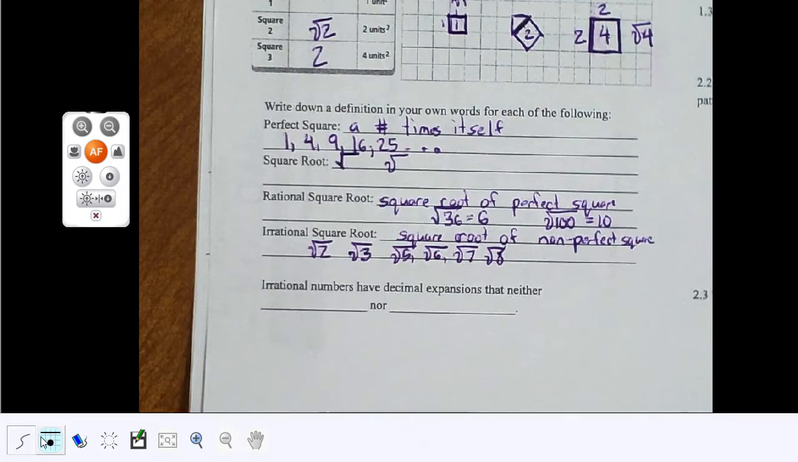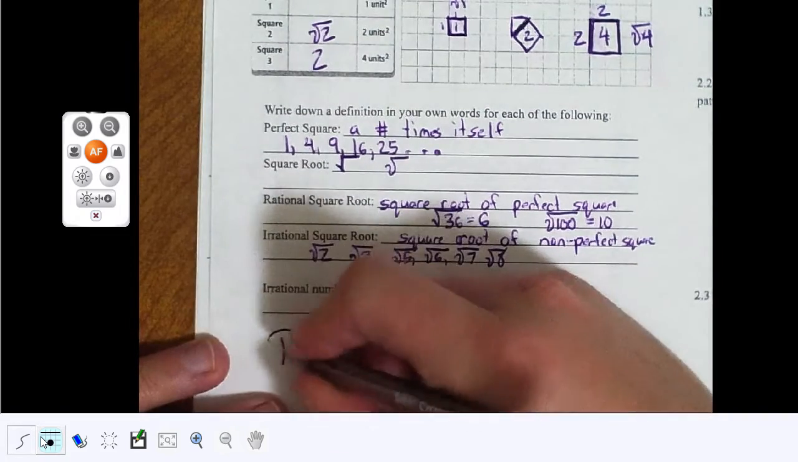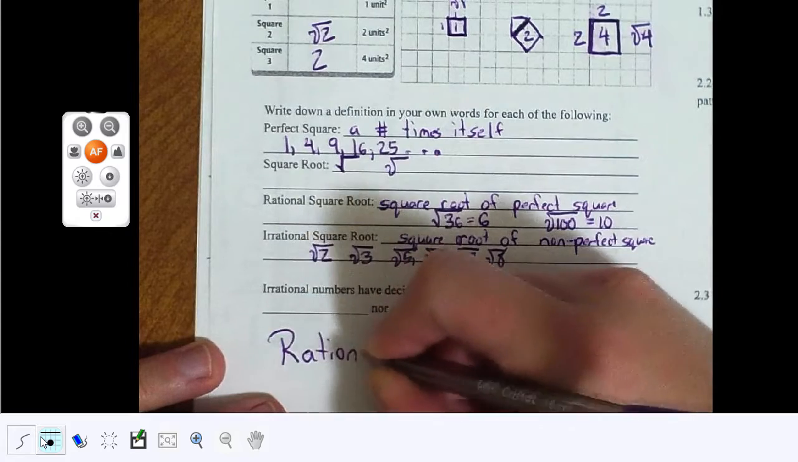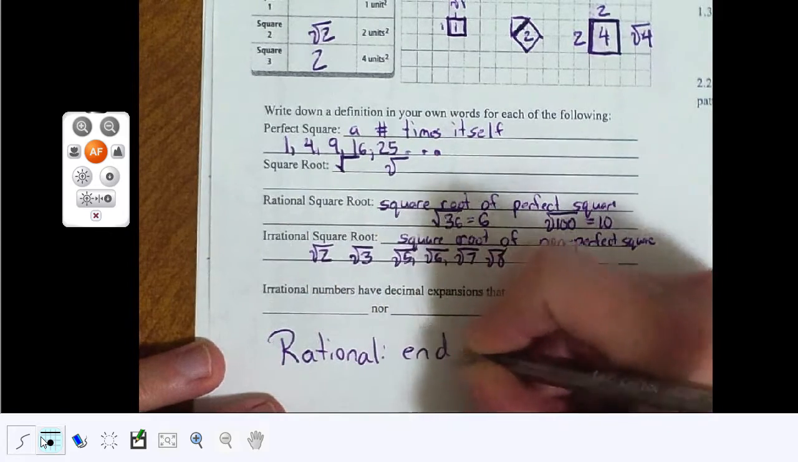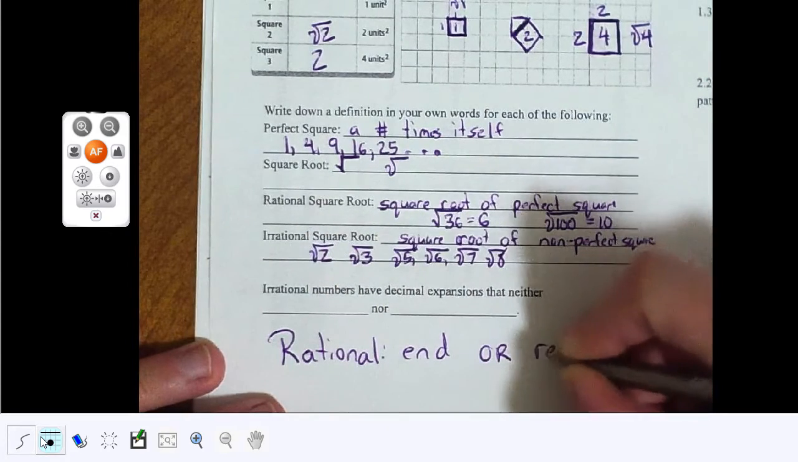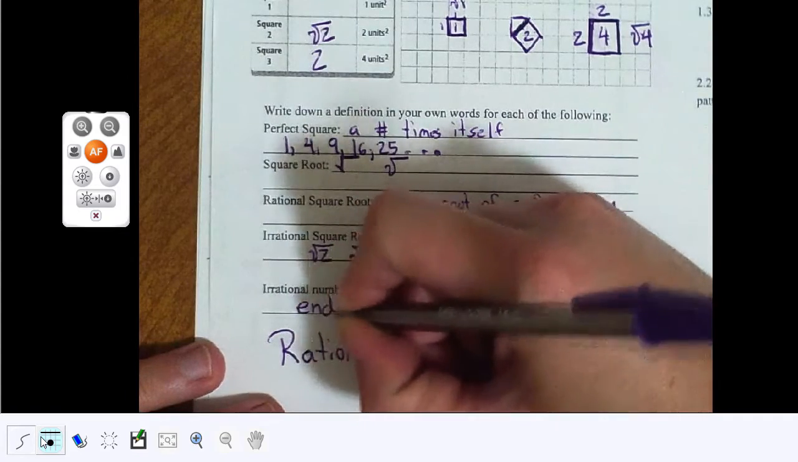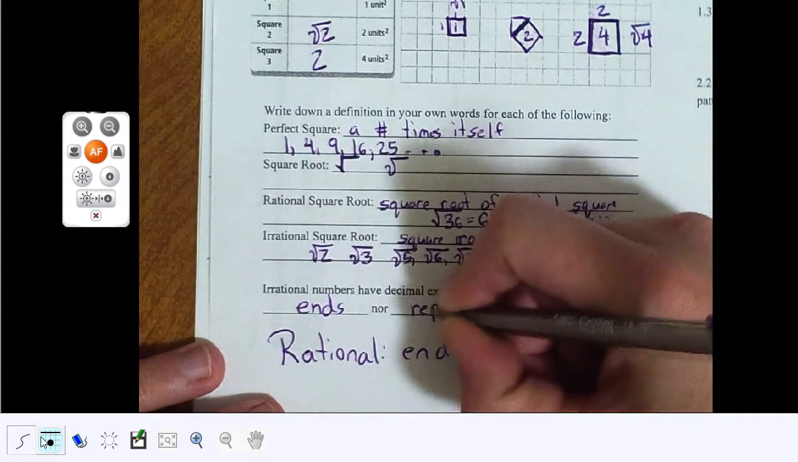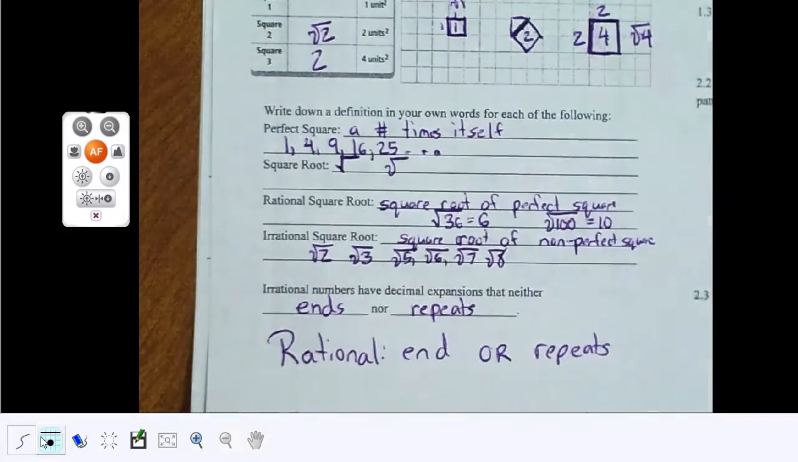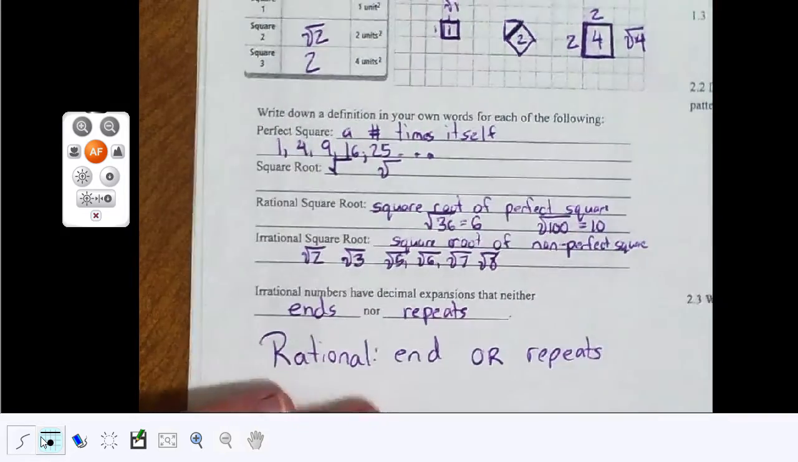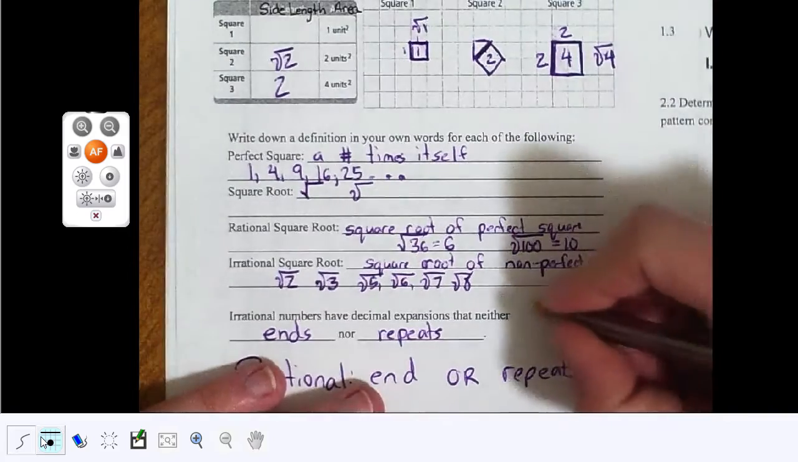We mentioned in the first part of this unit that rational numbers end or repeat. Well, irrational numbers never end and never repeat. They keep going on and on and on forever. You've heard of some irrational numbers before. The first irrational number you've heard of is pi.